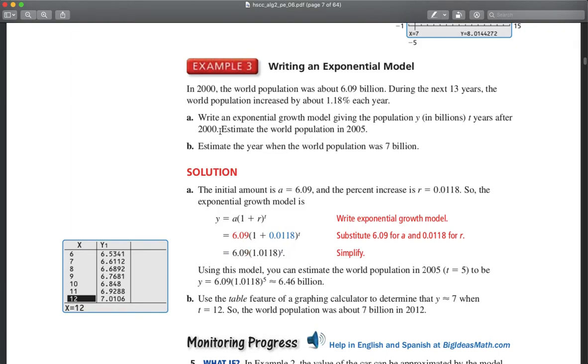Now, part 2 of this question says estimate the world population in 2005. So if we started off in 2000 and then we want to estimate what happens in 2005, it's kind of telling us that t equals, hopefully a lot of you have realized by now that t is actually equal to 5, because the difference between 2000 and 2005 is 5. So we get that using this model, you can estimate the world population in 2005, which is t equals 5, exactly what we just said, to be when you plug in 5 into our equation. Now, please keep in mind, I do want you to use decimals.